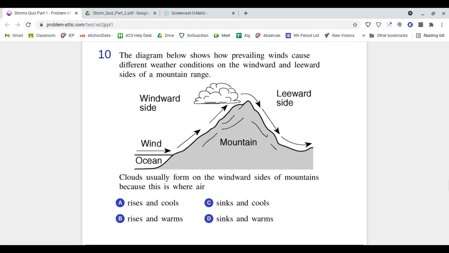Clouds usually form on the windward sides of mountains because this is where air, what? Does it rise and cool? Rises and warms, sinks and cools, sinks and warms.